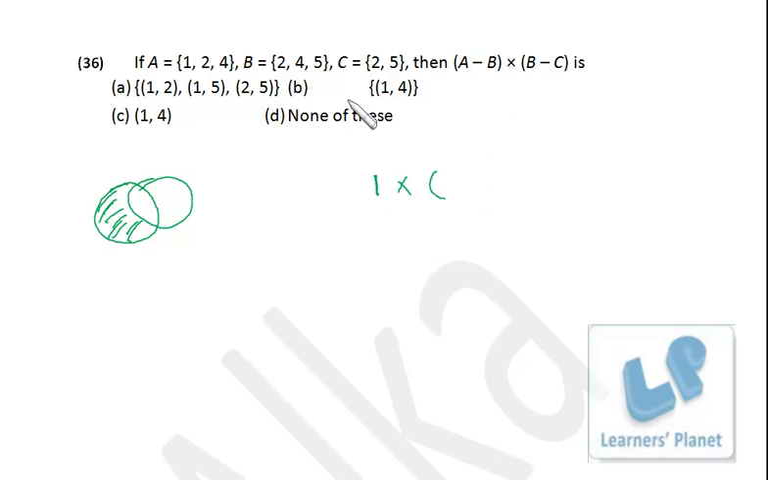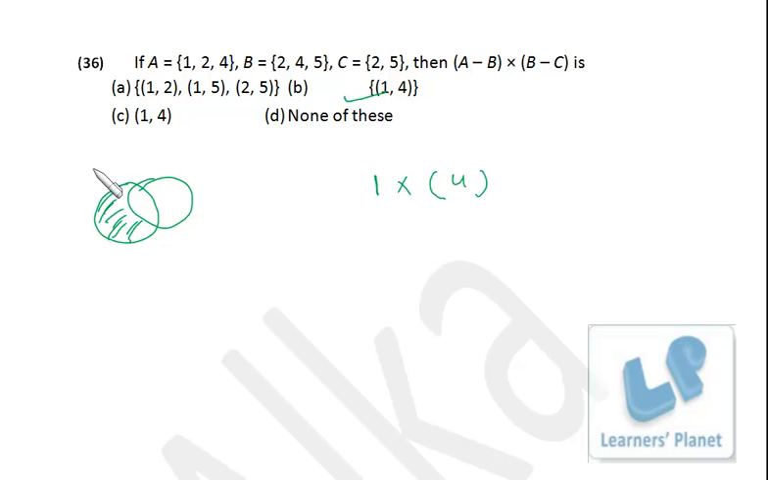Cross B minus C. B minus C means only B. So 2, 4, 5. So 2 and 5 common between B and C. So B minus C will be only 4. Right? So we have to find out the Cartesian product of 1 and 4. So that is 1 and 4 ordered pair. Okay? So this is the correct answer.